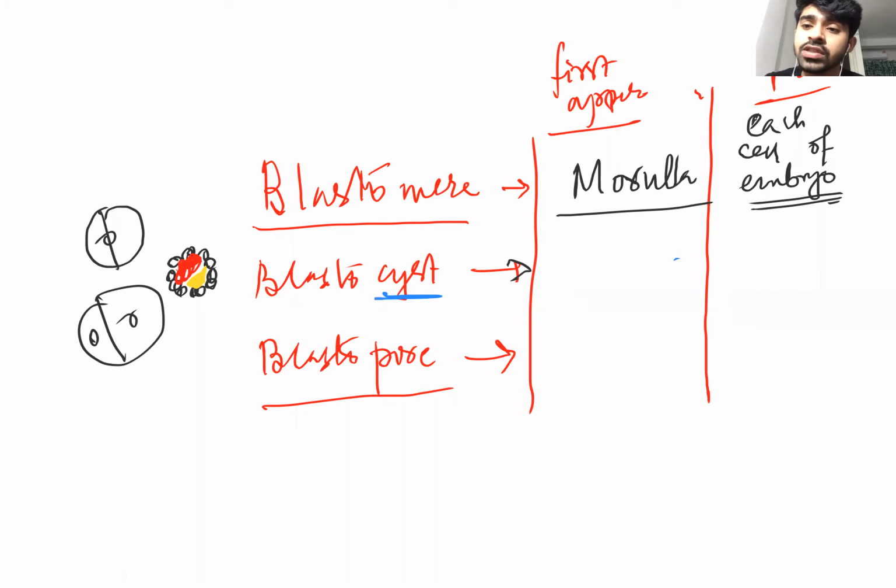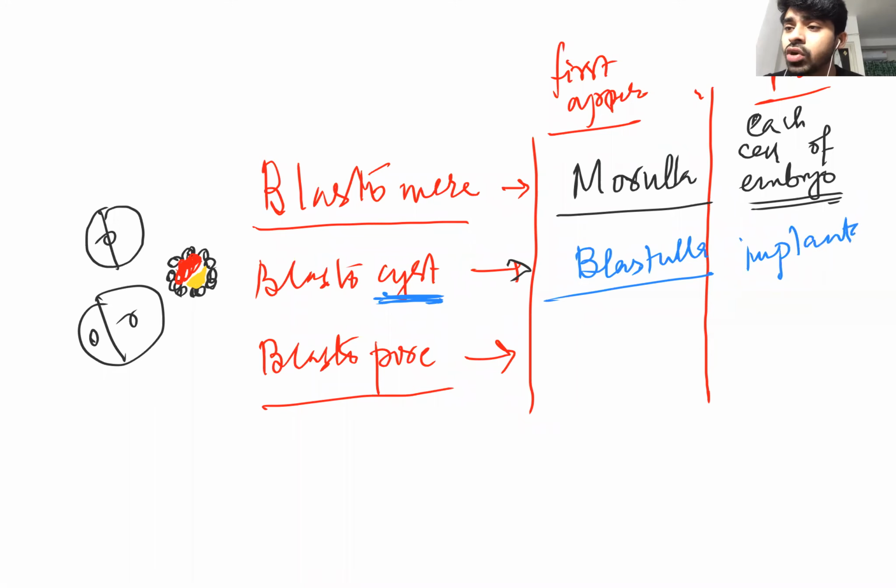So can you tell me this stage? Blastocyst appears only in blastula. So this is blastula where you will get the blastocyst only. And the function of the blastocyst is that this is the stage where you will find implantation, not before that. So implantation is only possible after the stage of blastocyst.